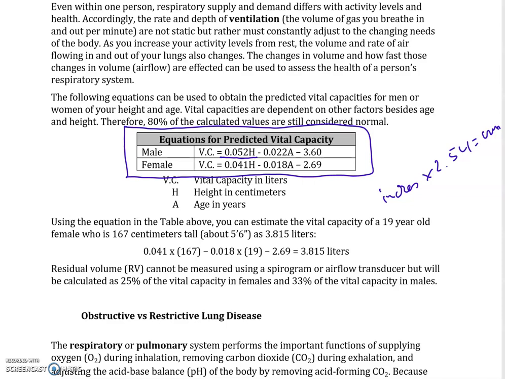So if you are a young male, if you're pretty tall, you might have a vital capacity as high as 5 or 6 liters. If you are a little bit smaller, then you will have a little bit smaller vital capacity, also if you're older.